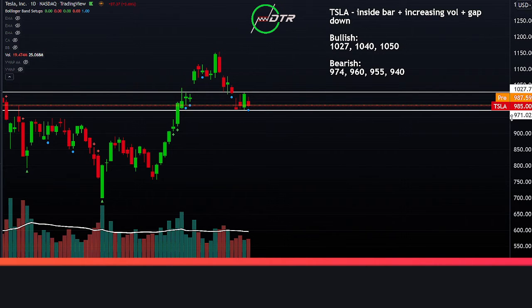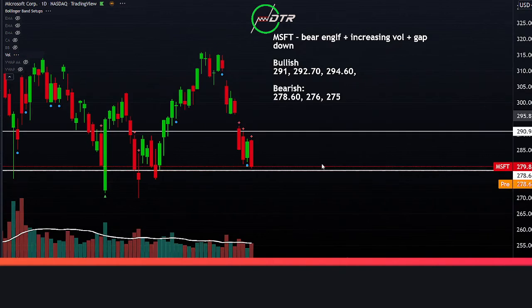But if this thing can break that 970 on some volume, it's going to move about $10 at a time. We do maybe have a little bit of that area could be like that 974. So we'll cross that bridge as we get to it.